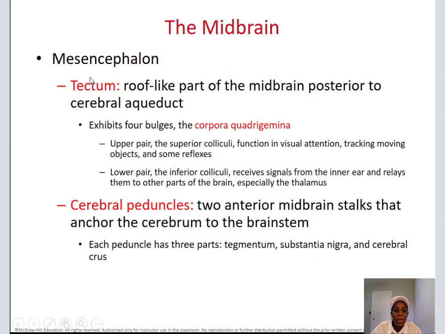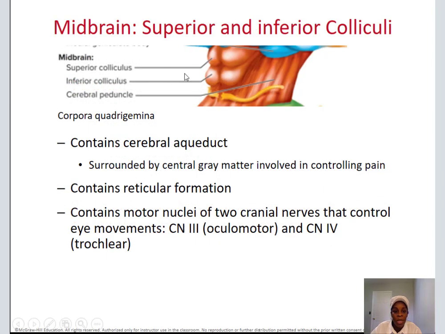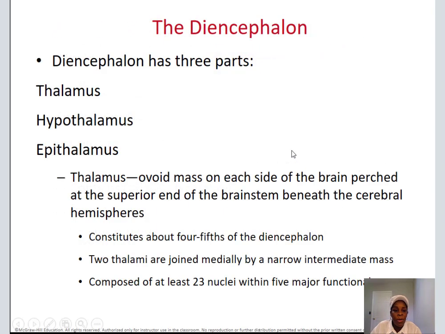What about the midbrain? Coming from the mesencephalon. It has a structure called the tectum and the cerebral peduncle, right? So they anchor the cerebrum to the brainstem. So the midbrain is like a connection between the two. Let's talk about it here. It has something called the superior colliculus and inferior colliculus. Oh, look at that, the peduncles, right? And here we have the cerebral aqueduct. We'll talk about this in detail, but now I just want you to get familiar with the names. And then the last one, the diencephalon.